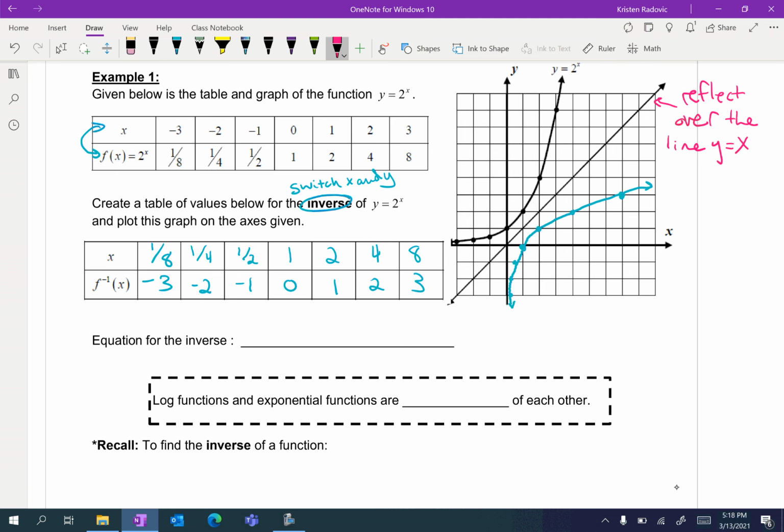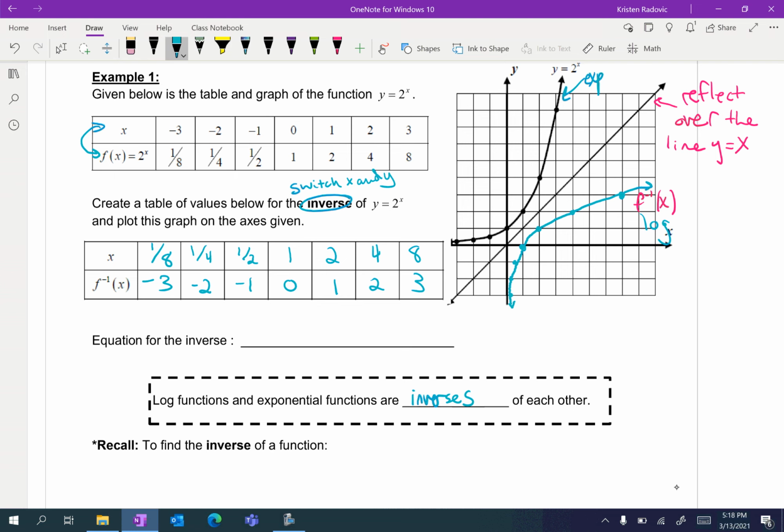And this is going to be f inverse of x. I don't actually know what to call it yet. So basically, I started with an exponential equation, and the new equation, the inverse, is what we call a log equation. So log functions and exponential functions are inverses of each other. And by the way, log is short for logarithm.